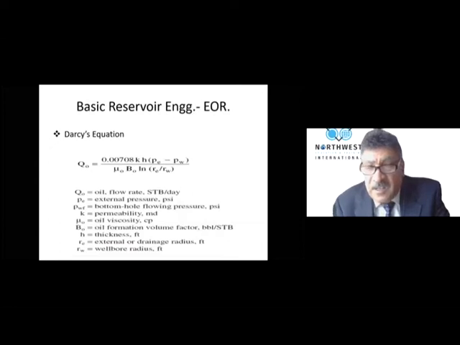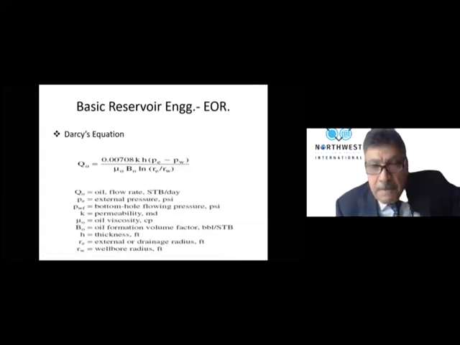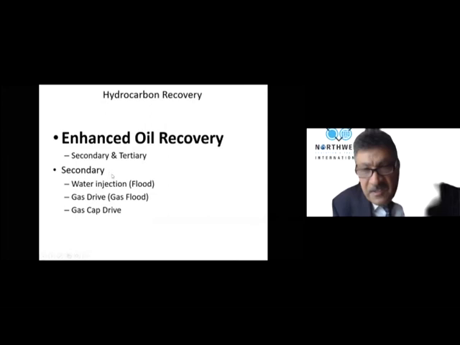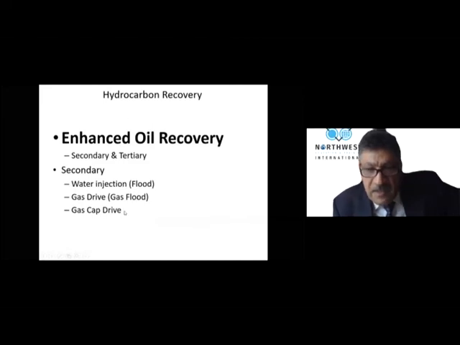RE and RW I cannot change very much because these are geological. And B naught I cannot change very much as well, because B naught has a connection with the shrinkage factor and how much gas is dissolved inside the oil. But this is the idea of enhanced recovery based on using the Darcy equation. So we have enhanced recovery in secondary and tertiary, and in secondary we said water injection, gas injection or flooding, and sometimes the gas cap drive.